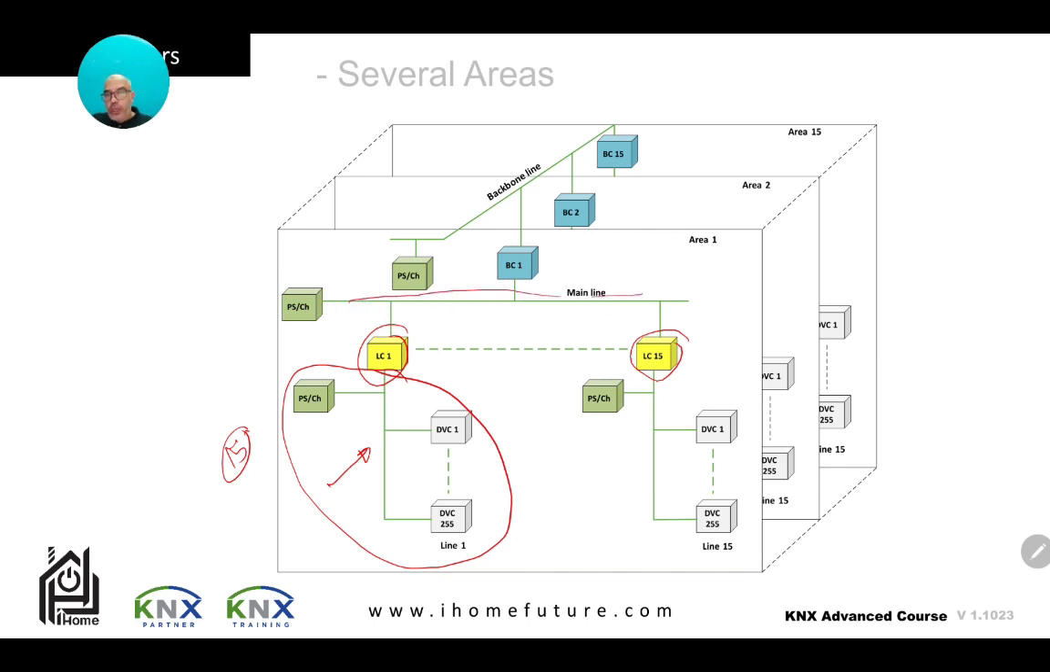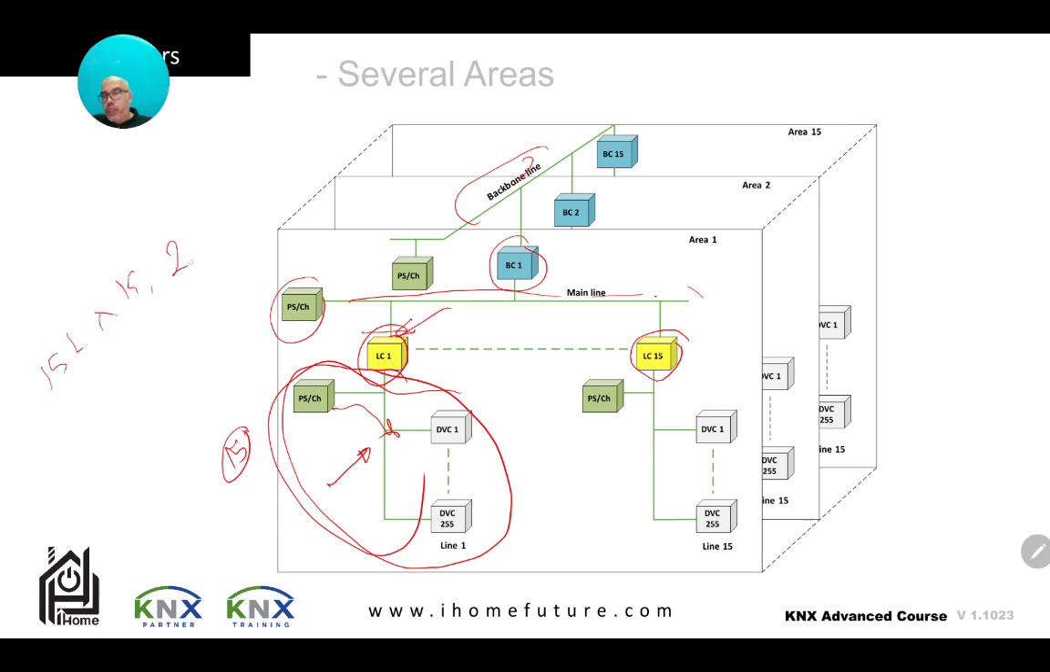Okay, we have 2 power supplies, one covering the devices in the line segment and one power supply covering the devices on the main line, which in our case are the line couplers. Then we can connect those lines together on a backbone line using backbone couplers to reach more areas. So we have 15 lines per area and then 15 areas.